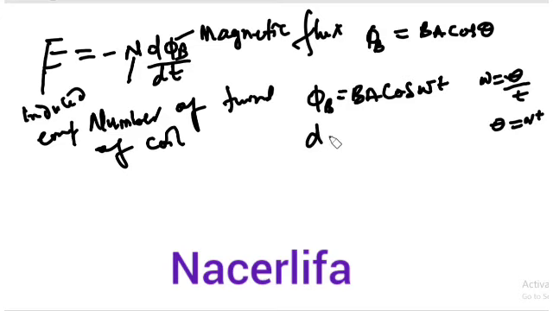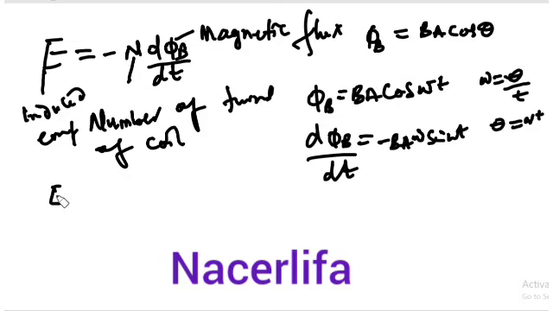So if we now differentiate the magnetic flux with respect to time, this is function of function differentiation. If you have not watched our video on differentiation, you can check our playlist and watch them. So if we differentiate this by function of function differentiation, we have minus BA omega sine omega t.